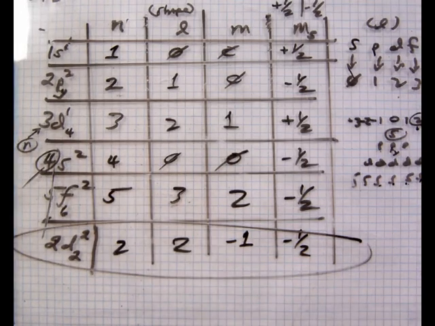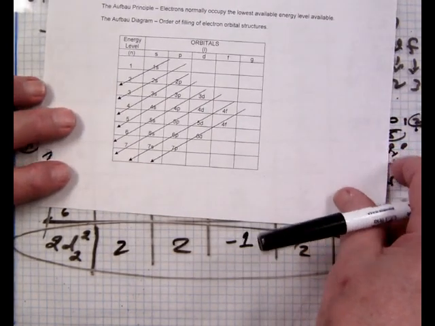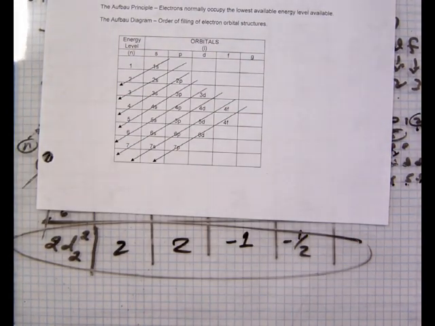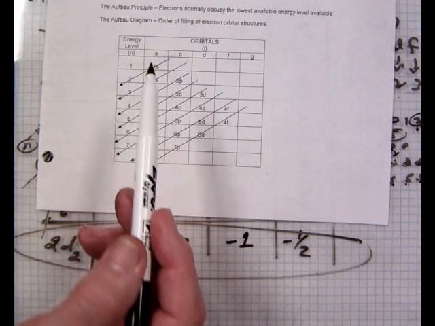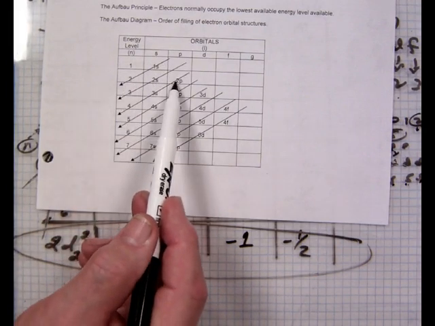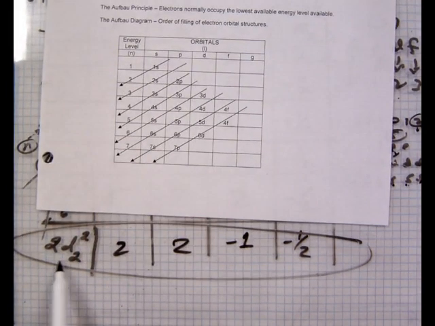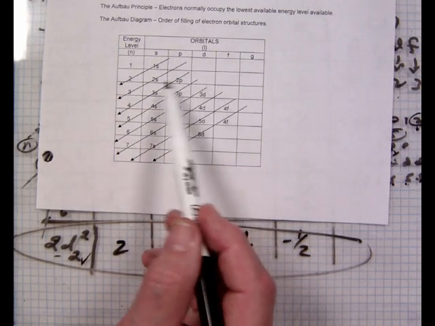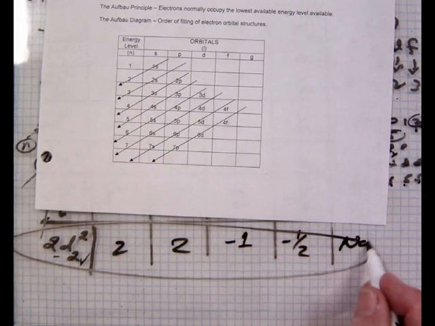What's wrong with this one? Why can't you have that? That is a no-no. Look at your orbital diagram real quick. The principal quantum number says how many sublevels you can have. If it's 1, you have just one little sublevel out here. If you have 2, you have 2 sublevels. There is no d orbital. See, I have a 2d2 right here. Is there a d orbital shown up here? No. This is not allowed.